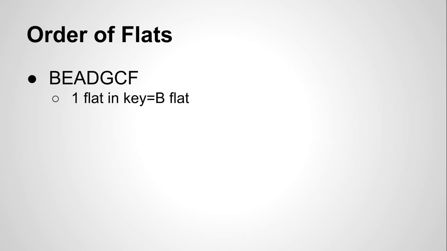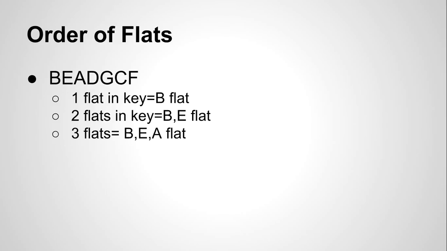So let's talk about the order of flats and how it applies to this form. Here's the form, B, E, A, D, G, C, F, and that's the order of flats. What do I mean? If you look at a key signature and there's only one flat, that flat will always be B flat. So if you see one flat in the key, it's always B flat. Well, what if you have two flats in the key signature? Guess what? It'll always be B and E. If you have three flats in the key signature, it'll be B, E, and A.